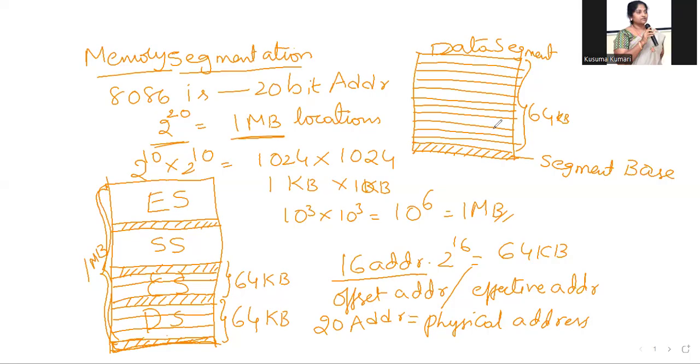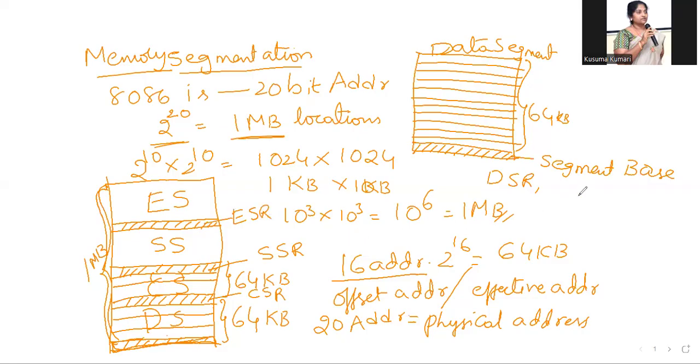The data segment base address is stored in the data segment register. Similarly, the code segment base address is stored in the code segment register. The stack segment base address is available in the stack segment register. The extra segment base address is available in the extra segment register.